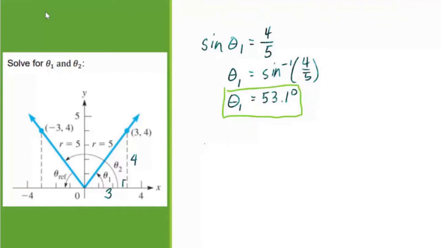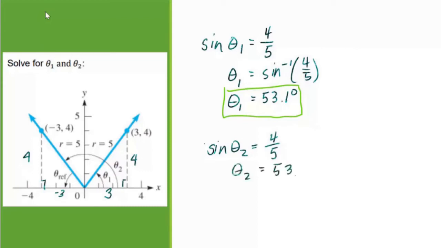What about theta 2? Well, we know that the x value is negative 3. This is, of course, a right angle triangle as well. The y value is 4, and once again, we're told that r has a value of 5. Note that while x and y can be either positive or negative, the value for r, the value for the hypotenuse, will always be positive. All right, so the sine of theta 2 is also y over r, so the sine of theta 2 is also 4 over 5.